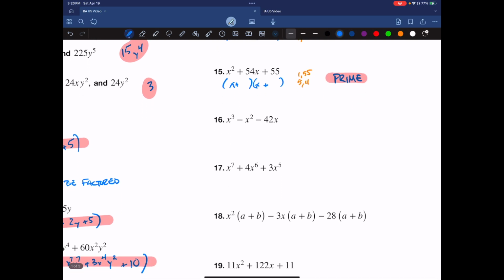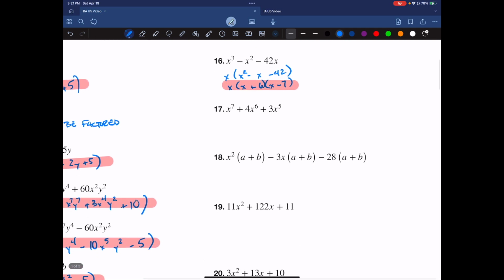All right, number 16, we'll factor out an x. All things have an x, so factor out an x. We got x squared minus x minus 42. Factor that. It's going to be x plus minus. All right, what times what is 42 and adds to negative 1? Oh, that's going to be 7 and 6. And because the middle term is negative, it's going to be plus 6 minus 7. Okay, so easy peasy. Try not to overthink this.